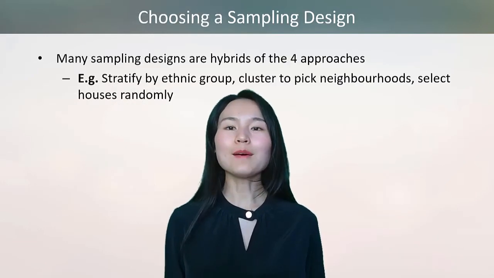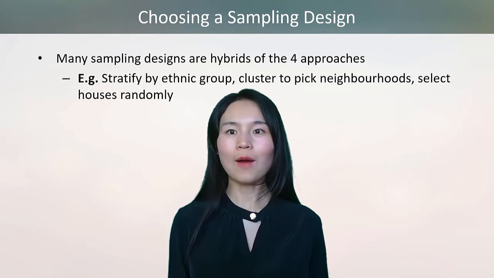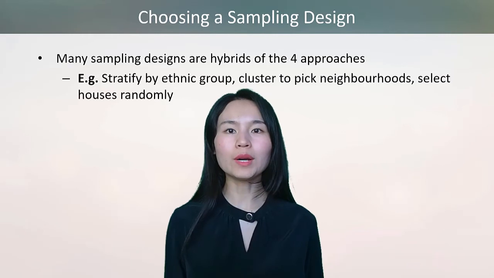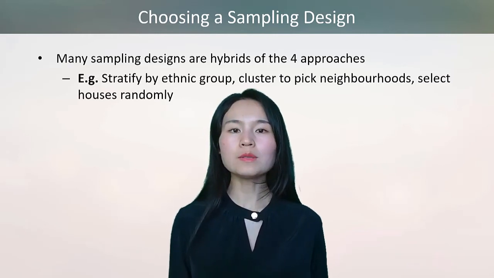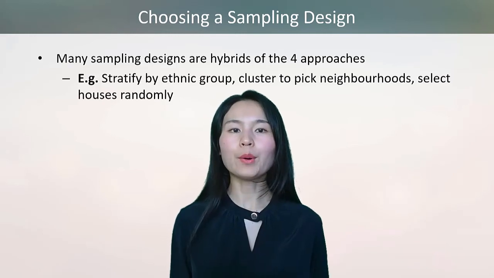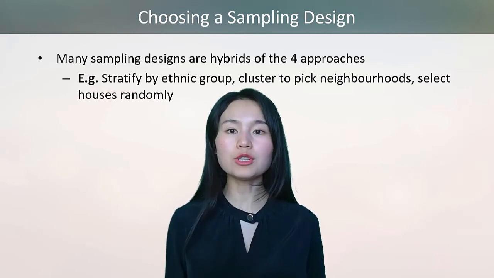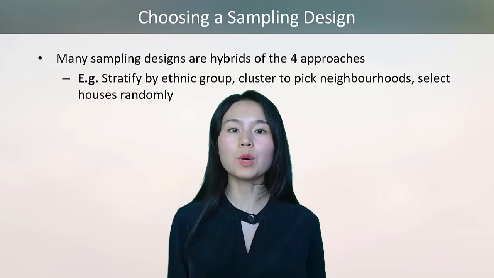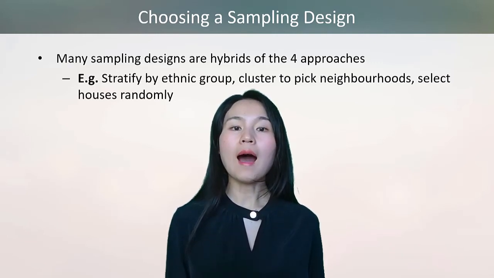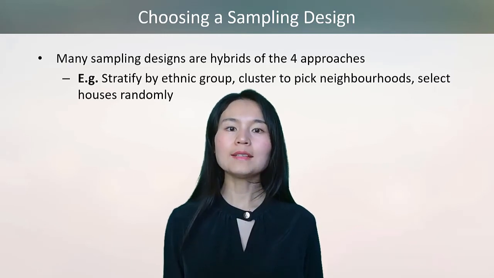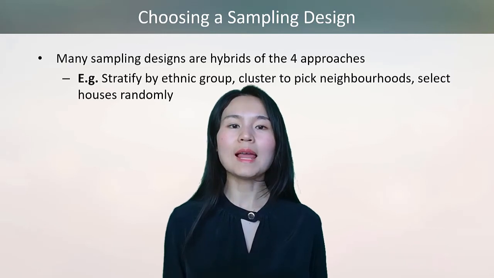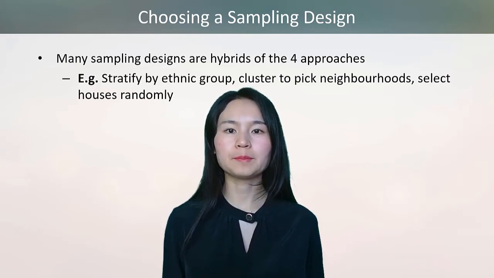Therefore, choosing a sample design is essential. However, in many cases, one sampling method may not work out well. We may also use hybrids of the 4 approaches. For example, in studying the frequency distribution of the languages spoken in Toronto, we may first stratify the population by ethnic groups, cluster to pick neighborhoods, and finally select households randomly.